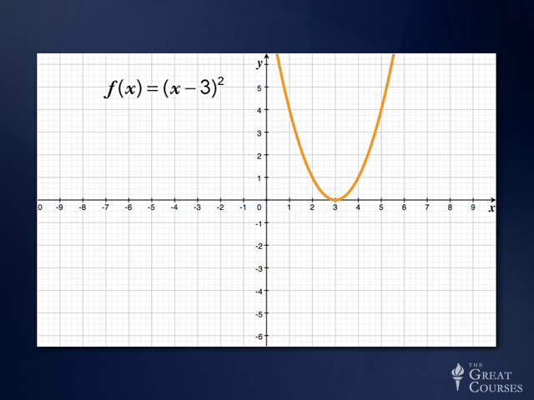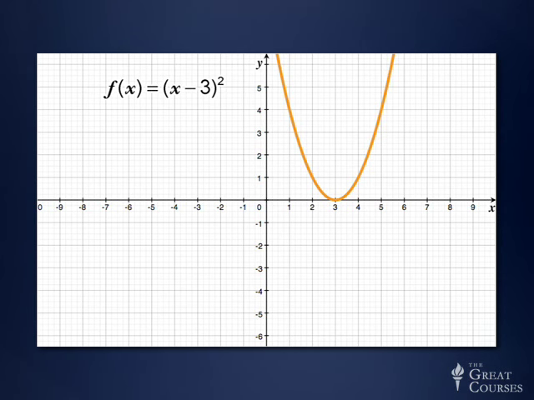So, for example, if you saw the graph of f of x equals the quantity x minus 3 squared, you would notice a parabola that just sits right on the x-axis at the value x equals 3. And that parabola has exactly just one x-intercept. So we've seen examples of parabolas with 0 x-intercepts, 1 x-intercept, and 2 x-intercepts. Could there be more than 2 x-intercepts?